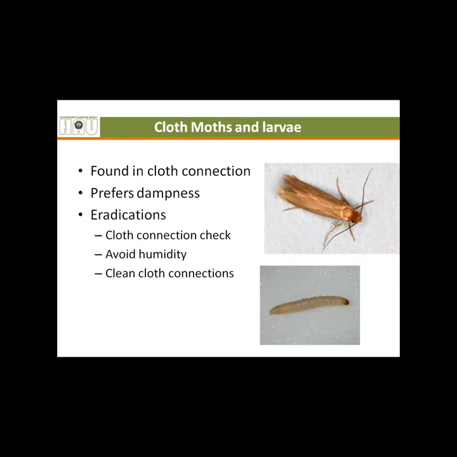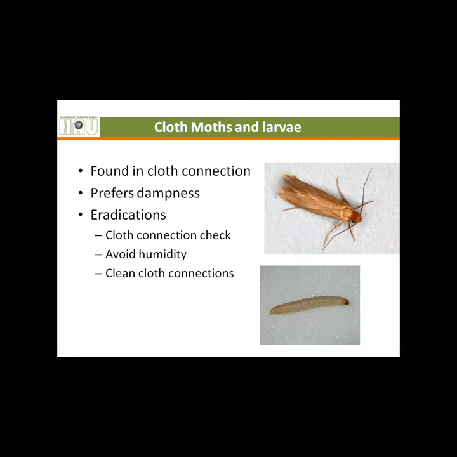Another is, sometimes people say these are the cloth moths and larvae, and these are found in the cloth connections, and they prefer dampness. So you have to check your cloth connections on a regular basis with a good checklist, with a good frequency. What can this frequency be? Once per day, twice per day, or something like that? No, you have to decide it as per your confidence level. If you want to check these cloth connections after 1 week, you can decide it.